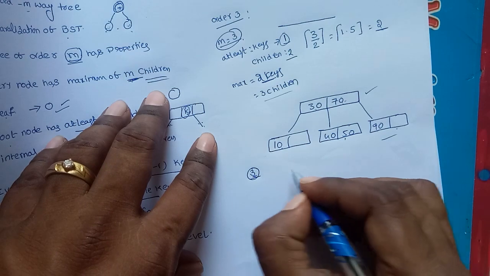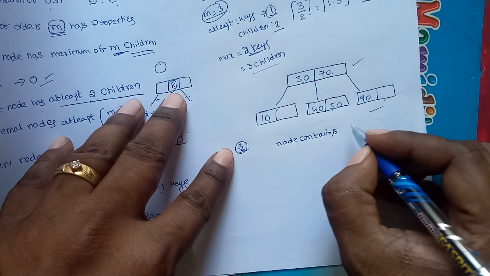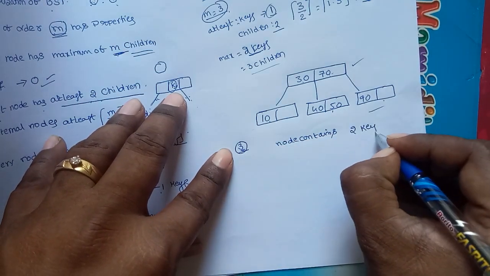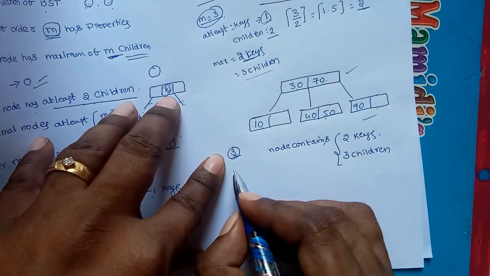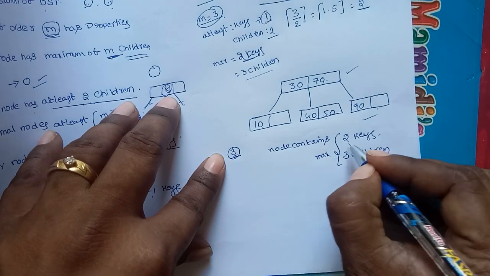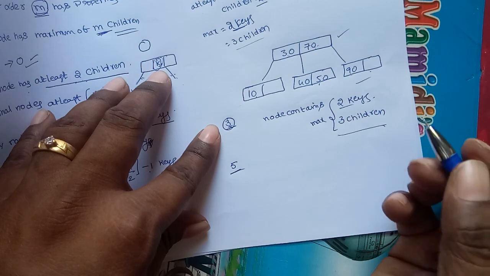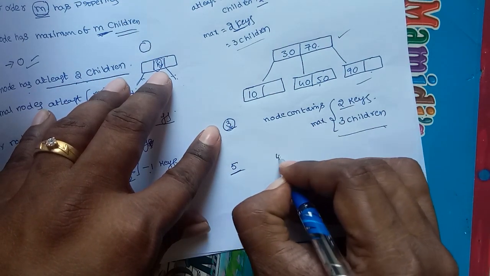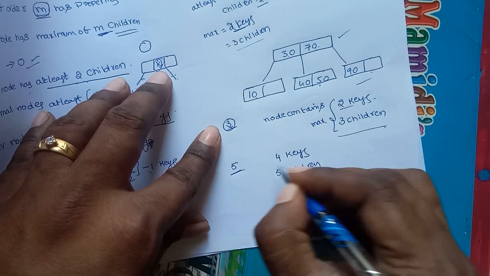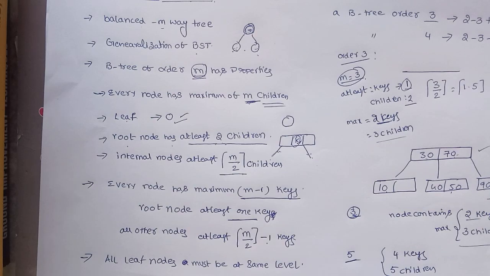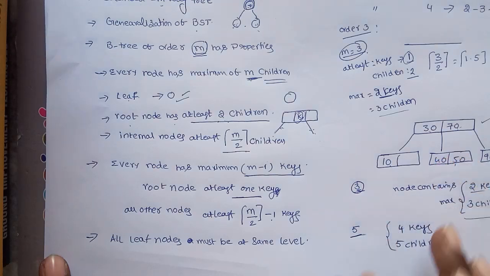Simply, an order 3 means each node contains 2 keys and 3 children at the maximum. Suppose if you are using order 5, each node contains 4 keys, automatically 5 children. This is the maximum case. This is B trees. In the next session, we will discuss how to perform the insertion operation in B trees. Thank you.